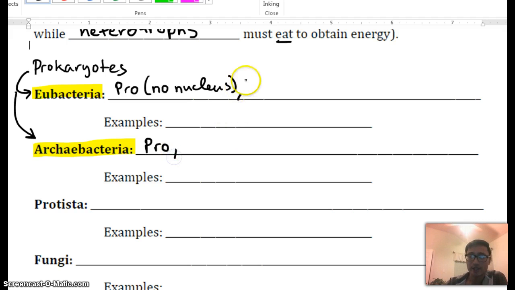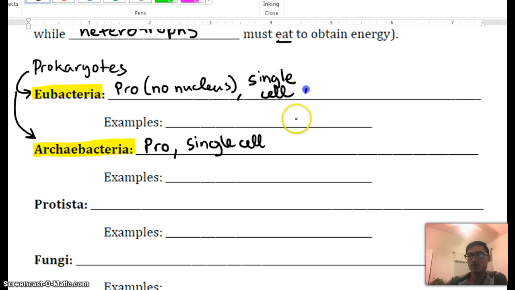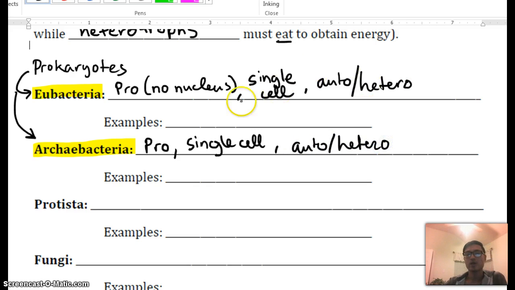Since they're prokaryotic, they're also going to be single cells. They're all by themselves, single-celled organisms. Another name for single cell is unicellular. They could be autotrophs or heterotrophs in terms of energy. Now, some examples of eubacteria. Probably the most famous example is E. coli. But let's check out this website.